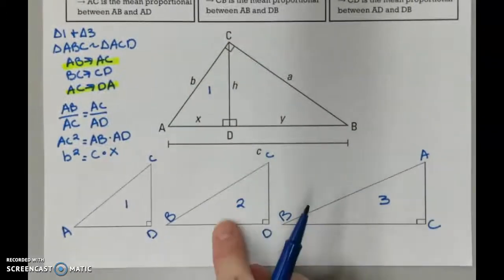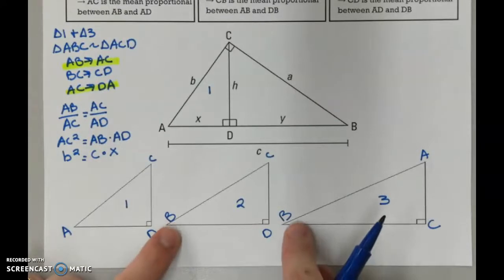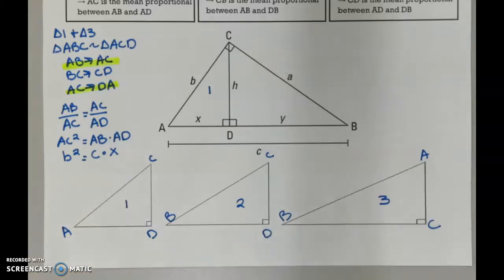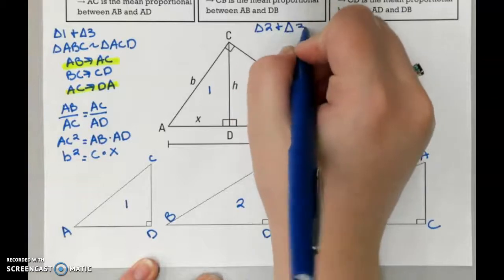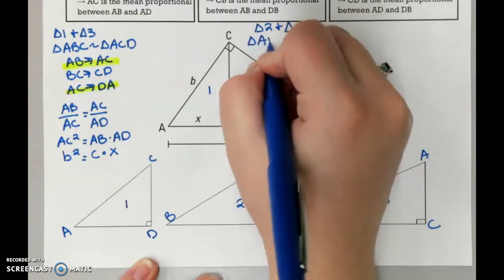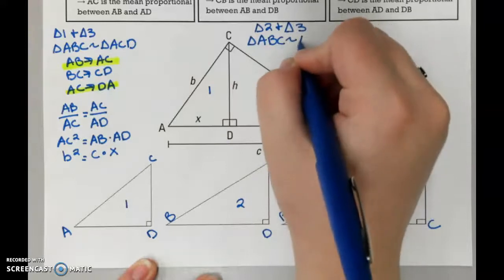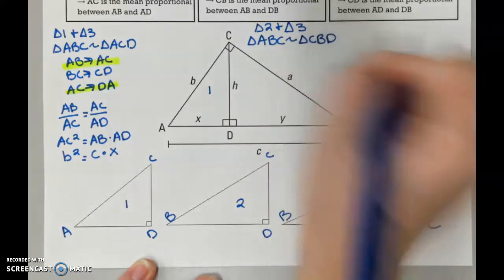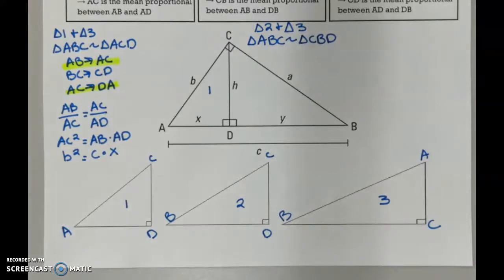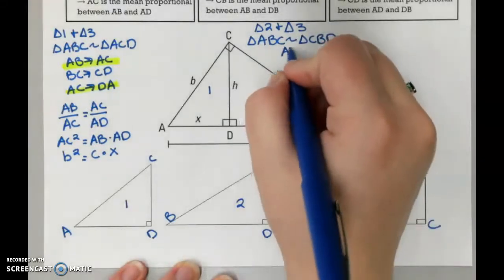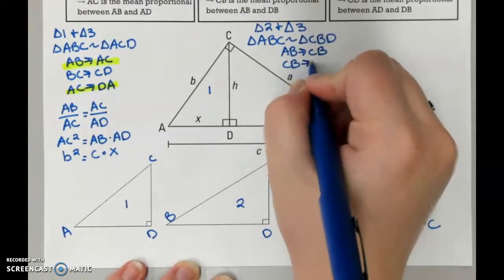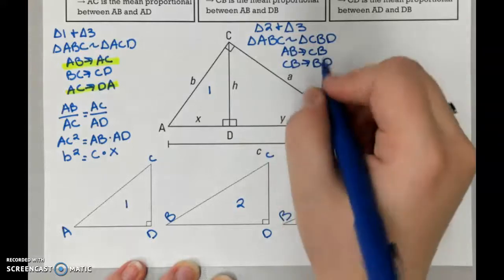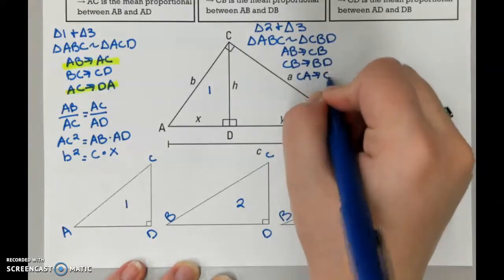Now let's talk about triangles 2 and 3. They both share this angle B, so those are congruent to each other. And again, we have right triangles, so they are similar by our angle-angle similarity. And so we can say that triangle ABC is similar to triangle CBD. And again, I'm going to list my corresponding sides. AB corresponds to CB, CB corresponds to BD, and CA corresponds to CD.